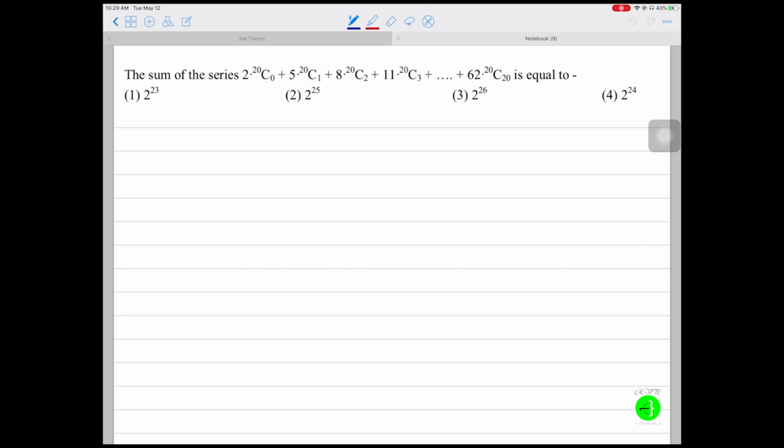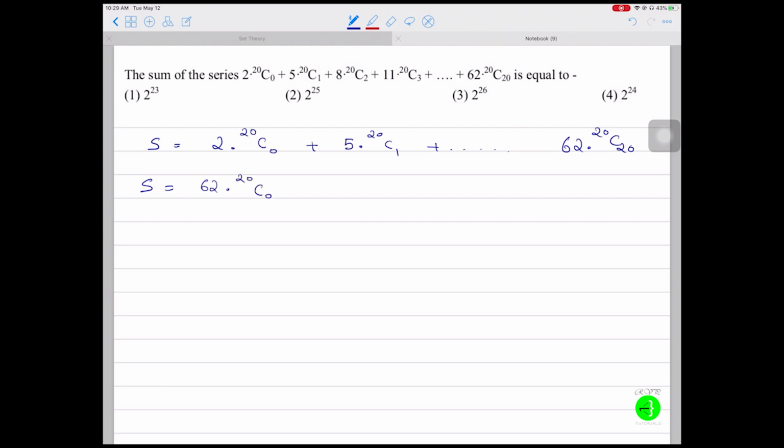The sum of the series 2 times 20 choose 0 plus 5 times 20 choose 1, and so on till 62 times 20 choose 20 is equal to. This is a very classic example in series. And the trick that we do here is write the sequence here. So it's 2 times 20 choose 0 plus 5 times 20 choose 1, and so on till 62 times 20 choose 20. And we write the sequence in the other way.